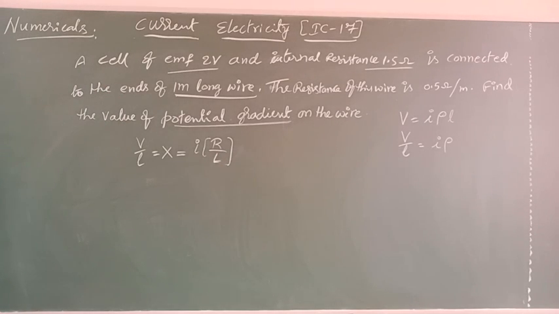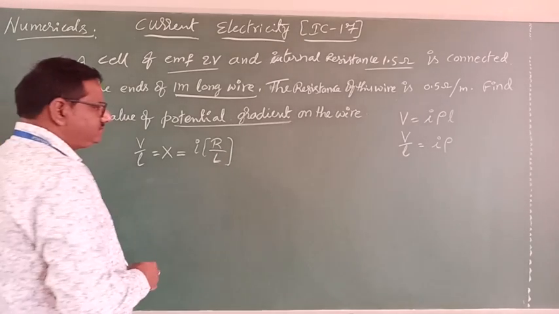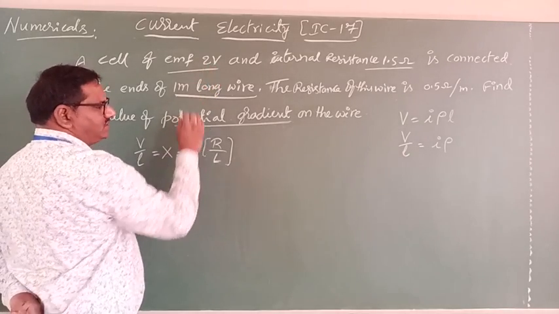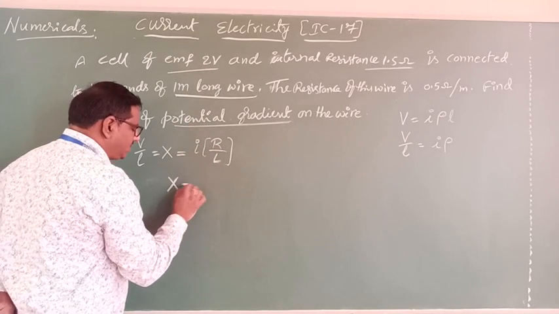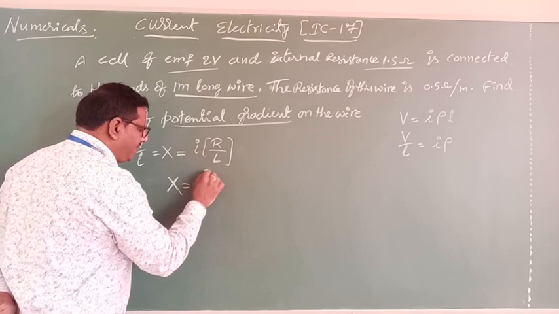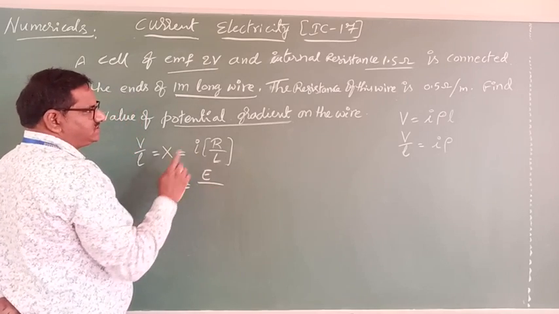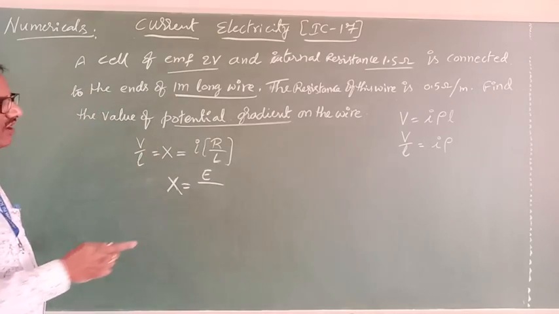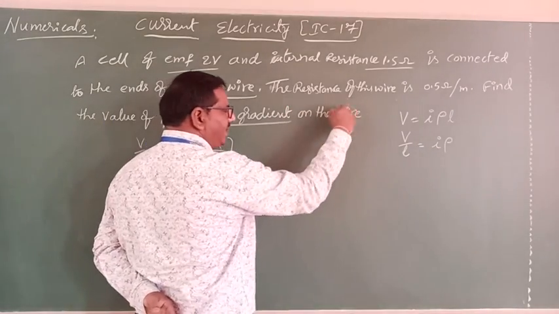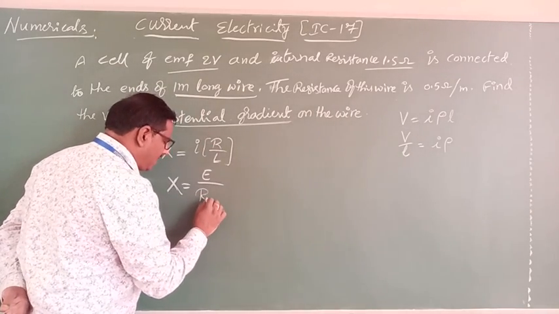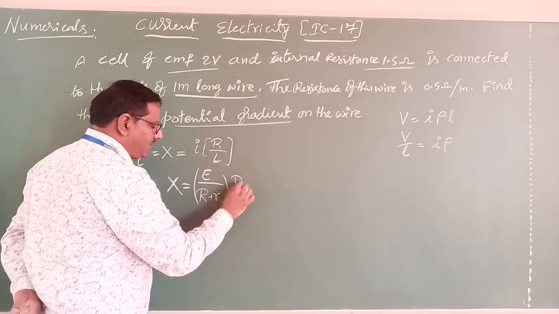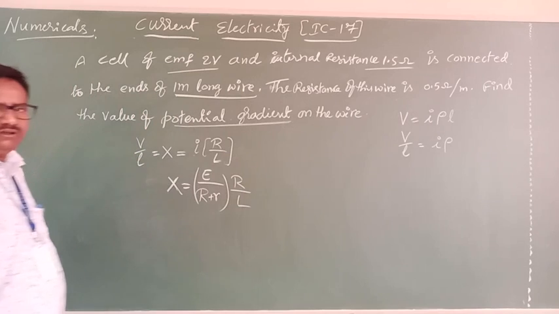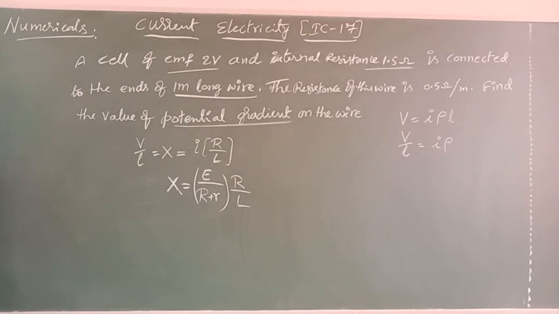What is I into R? Already we know that the cell EMF is given, so current will be converted into EMF. Then X equal to, instead of current, EMF E by resistance. We have internal resistance and resistance of the wire, both. So capital R plus small r are nothing but the current part, and the remaining R by L we have. Now substitute all these values here.